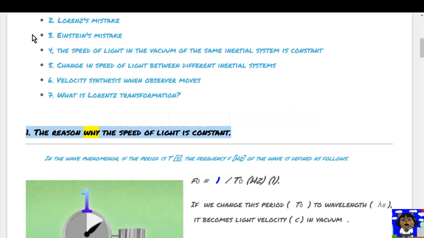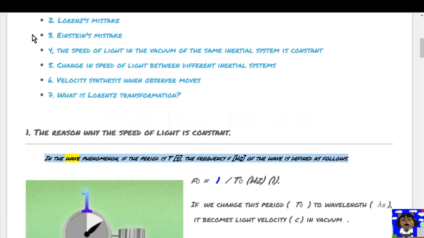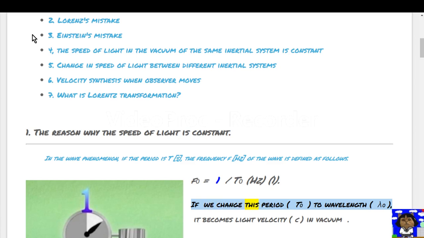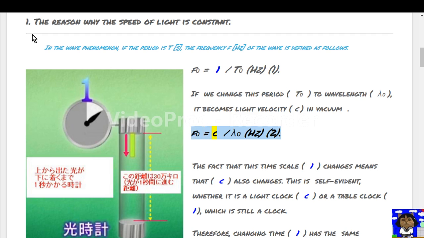1. The reason why the speed of light is constant. In the wave phenomenon, if the period is T seconds, the frequency f, Hz, of the wave is defined as follows. f equals 1/T, Hz, (1). If we change this period, T, to wavelength, it becomes light velocity, c, in vacuum. f equals c/λ, Hz, (2).